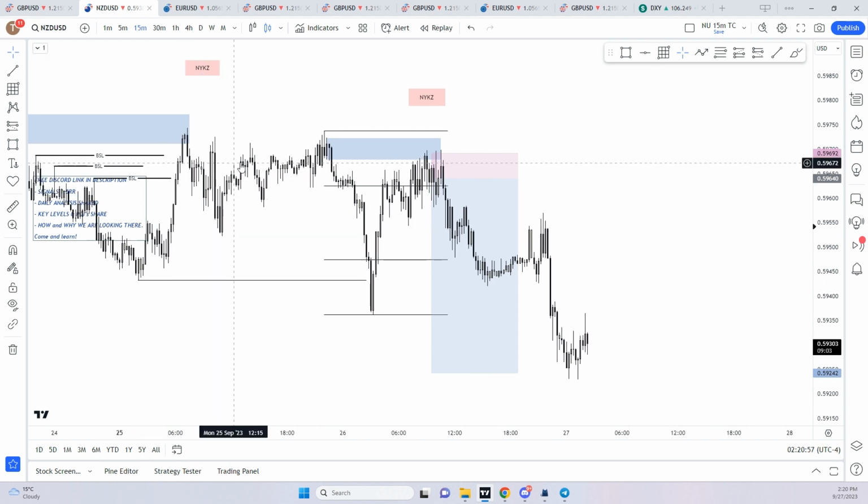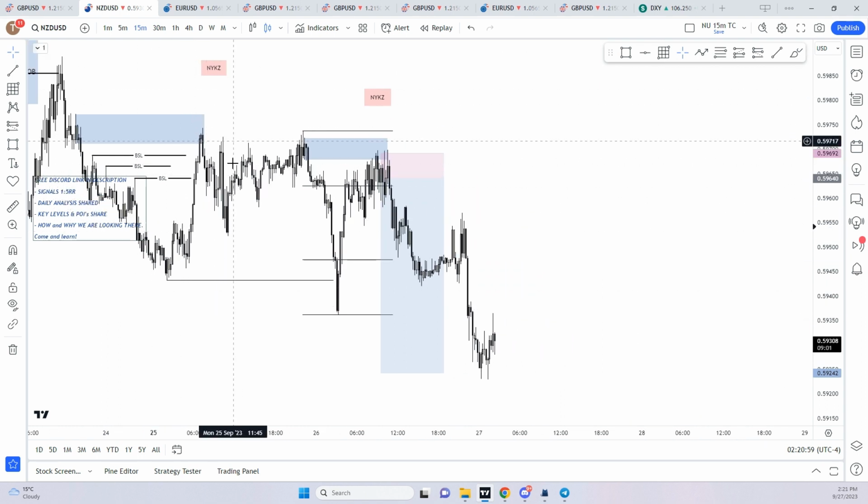So that was it. We took a lovely winner here, made 5R, 5.3R, and then we took a -1 here. Such is life.